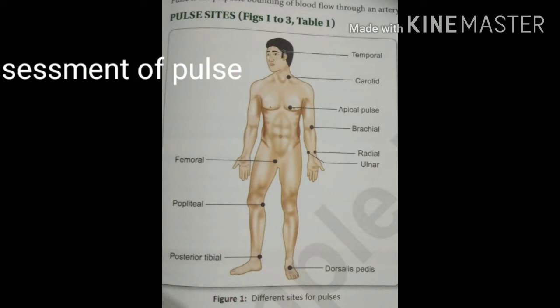Femoral: below the inguinal ligament, midway between the anterior superior iliac spine and symphysis pubis, for the assessment of circulation to the lower limb. Then popliteal: lateral or medial to the popliteal fossa with the knee slightly flexed, for assessment of circulation to the particular lower limb. Then posterior tibial: on the medial surface of the ankle, behind the medial malleolus, for assessment of circulation to the foot. Then dorsalis pedis: along the dorsum of the foot between the extensor tendons of the great toe and first toe, for assessment of circulation of the foot.